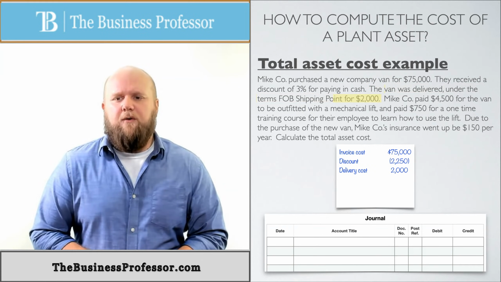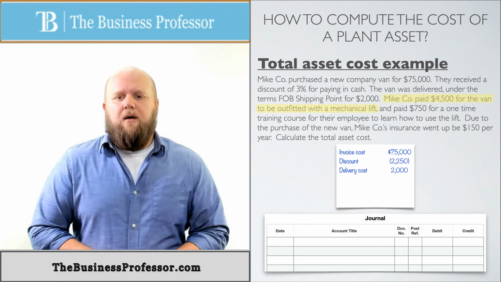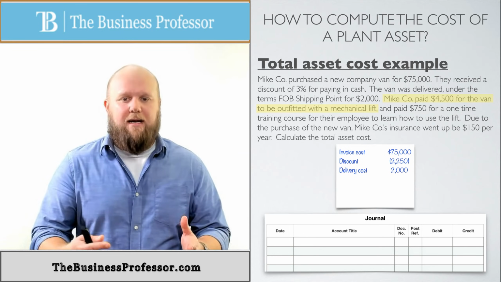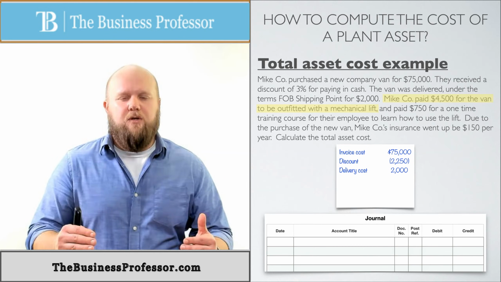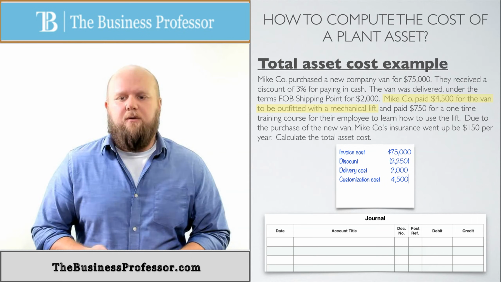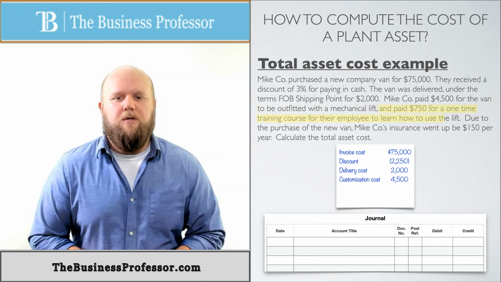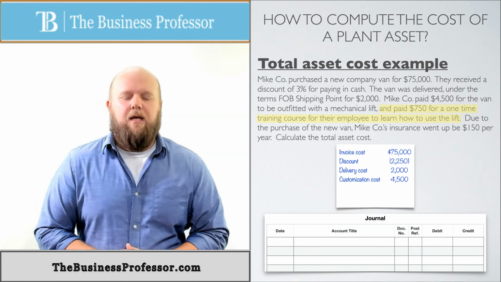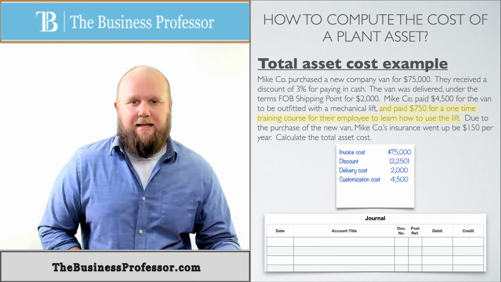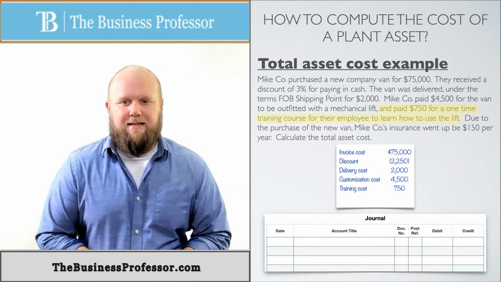Next, we have the $4,500 to get the van outfitted with a mechanical lift. Do I include that? Yes, because that is getting it ready for its intended purpose. Naturally, I'm going to need this lift for something for my business, so I'm going to include that into the cost of the van. So I'm going to say customization cost is going to be $4,500. Now, what about this $750 for the one-time training course for my employee to learn how to use that lift? Am I going to include that? Yes, because again, that's getting that lift ready. So I would, again, use that training cost and put that into the cost of my total asset or my van.